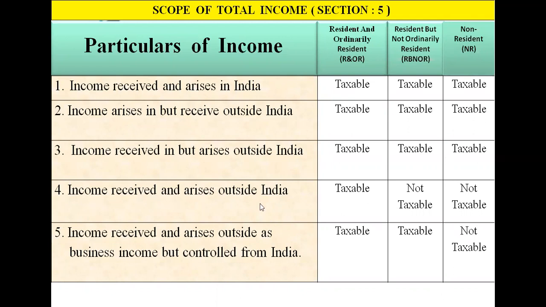Income received and arising outside India is taxable only to RNOR. It is not taxable to RBNR and NR. If the income is received and arises outside India as a business income but controlled from India, it is taxable to RNOR and RBNR. It is not taxable to NR. These 5 conditions are mentioned in our scope of income under section 5, and it is very important from the exam point of view. Now friends, this theory part is over.